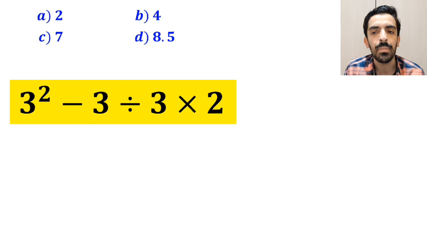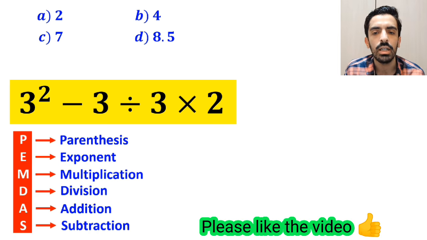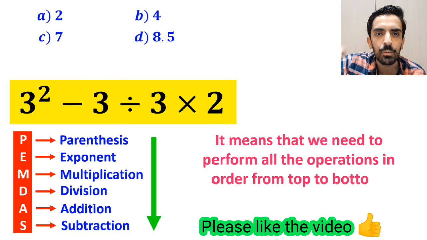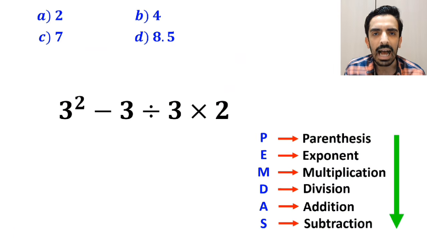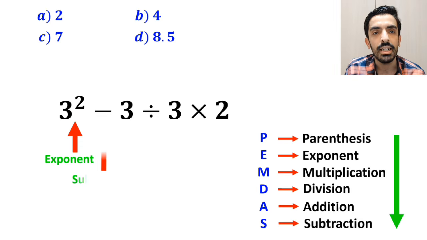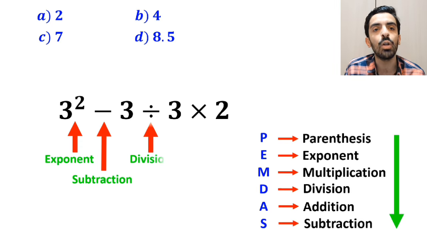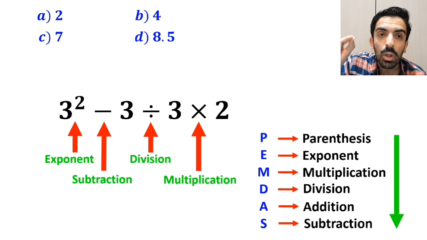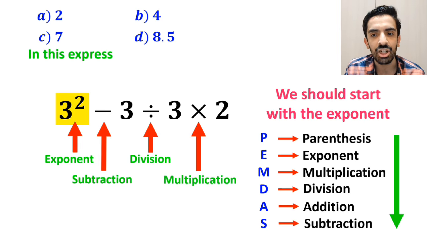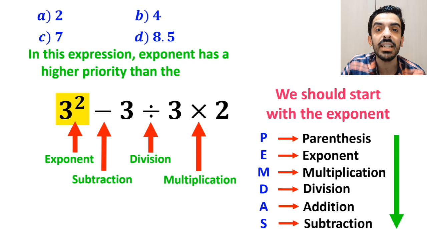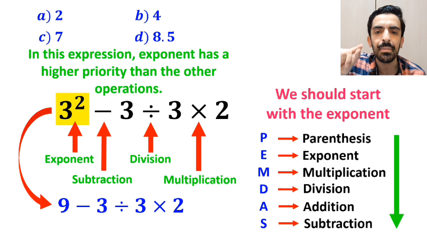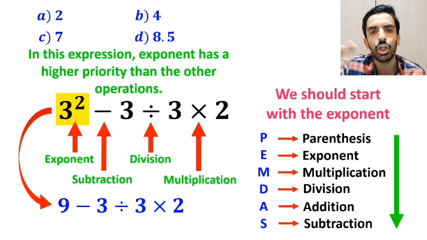To solve this problem, we must follow the PEMDAS rule. It means that we need to perform all the operations in order from top to bottom. Alright, as you can see in the image and this expression, first we have an exponent, then a subtraction sign, followed by a division, and finally a multiplication. We should start with the exponent, because in this expression, exponent has a higher priority than the other operations. So, this expression simplifies to 9 minus 3 divided by 3 times 2.